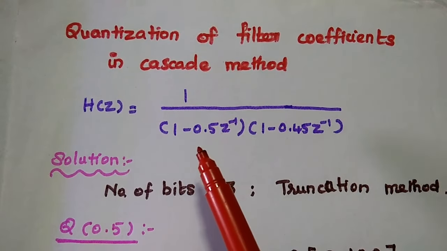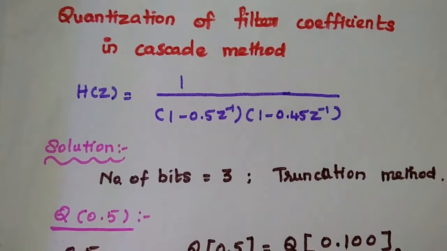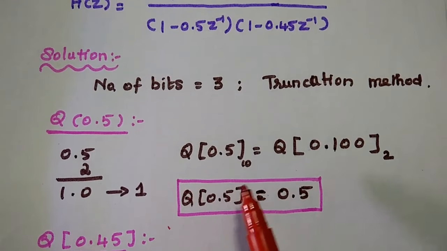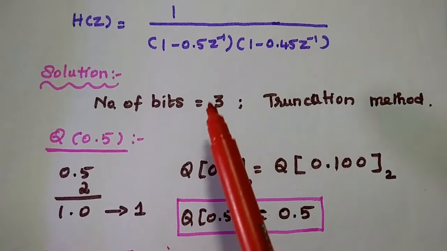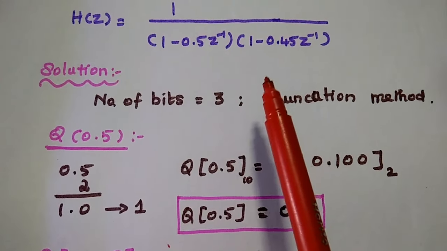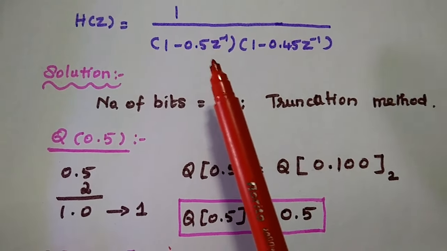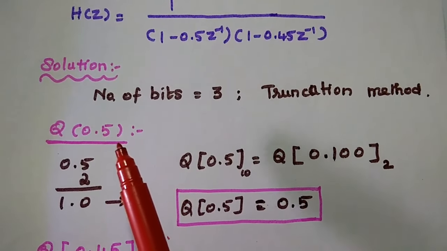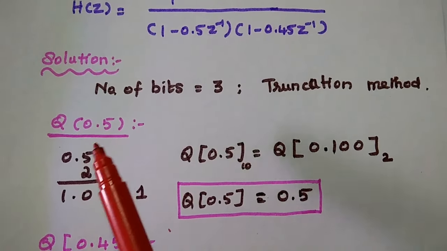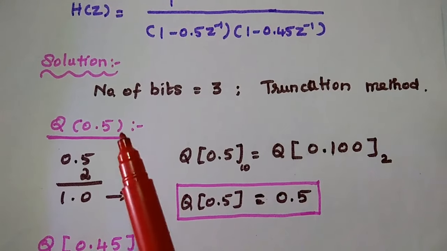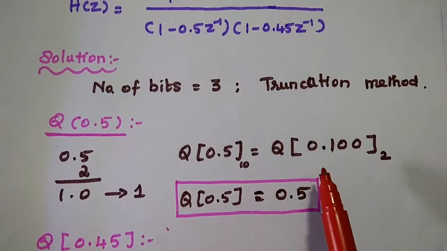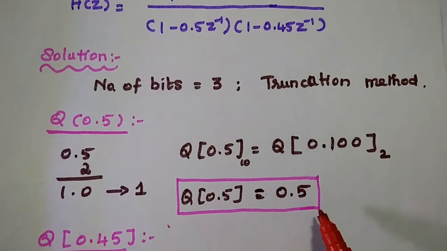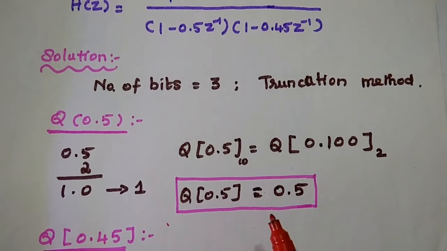Here we have to take the same transfer function and the number of bits is equal to 3. Truncation method is going to be used. In cascade method, we have to keep the root values as such. So we are going to quantize the root values of this filter. First we can take 0.5. Quantizing this 0.5 means we have to convert this 0.5 to binary value. Its equivalent binary value is 0.100. So its decimal value is equal to 0.5. There is no change in this pole location.